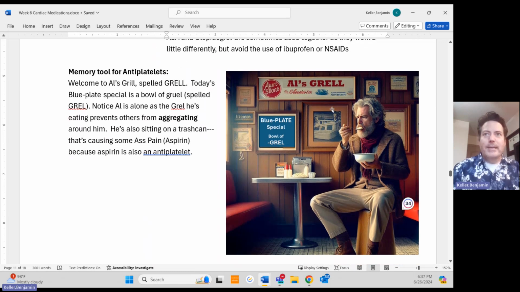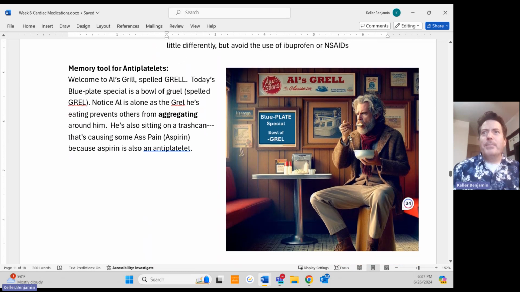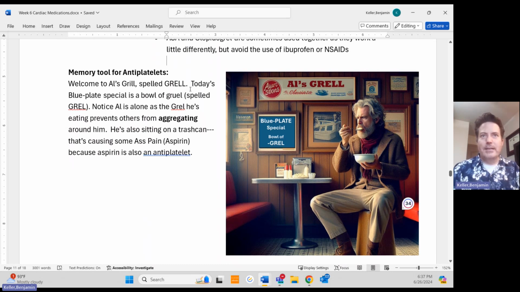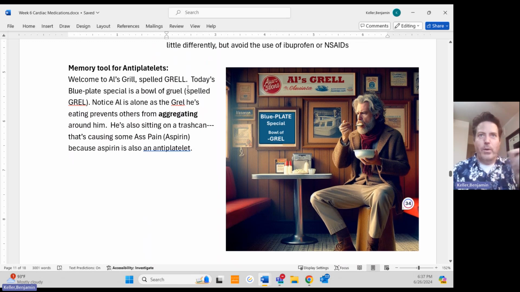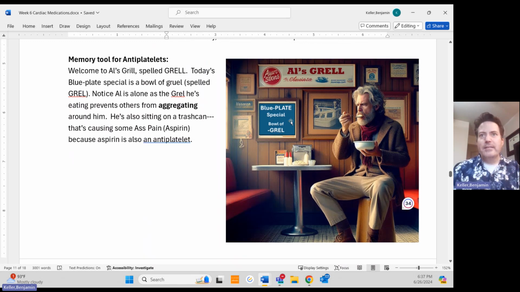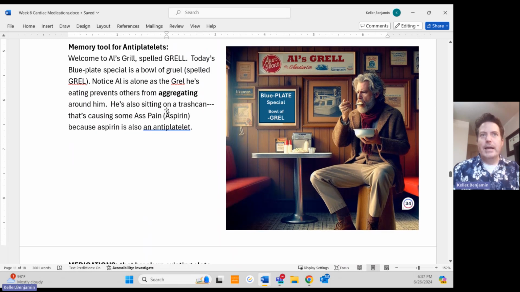A way to remember this is I asked AI, give me a picture of an old guy eating a bowl of oatmeal, because who has a bowl of gruel, right? In a diner. And so this is Al's Grel. So you can think of clopidogrel, all of your antiplatelets, that family of drugs ends with grel. Today's blue plate special for platelets is a bowl of Grel. And notice Al is alone because he's eating Grel, which prevents other people from aggregating around him.